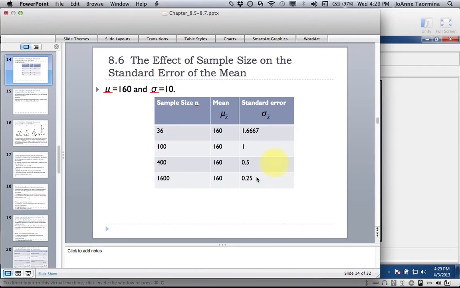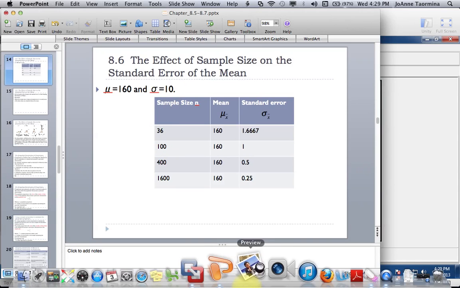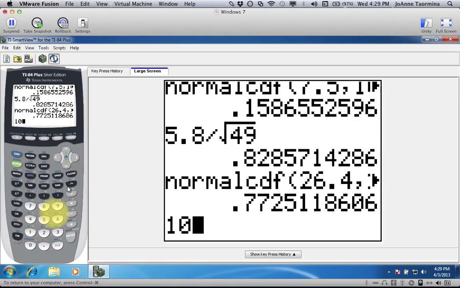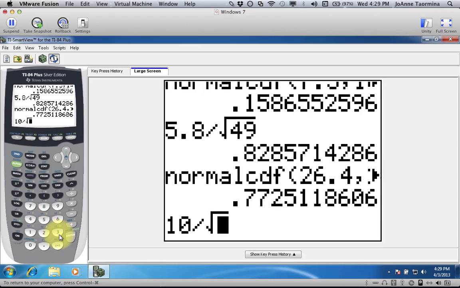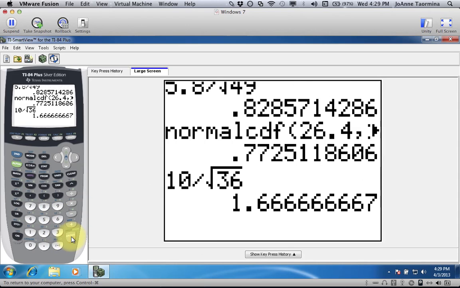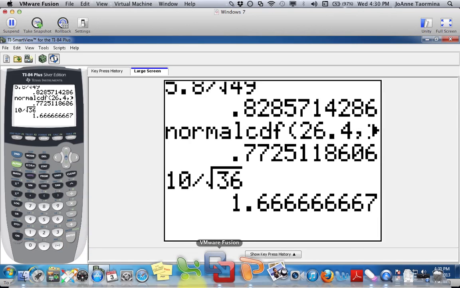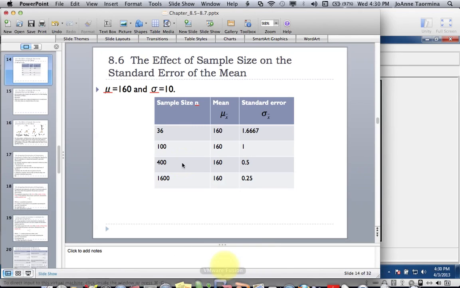So we get these numbers. If we take a look at the calculator, for the very first one, we take 10 divided by the square root of 36. That gives 1.666 repeating, which when rounded to 4 decimal places is 1.6667. So that's how we calculate the first one. The next one, we take sigma 10 divided by the square root of 100. That's so easy, we don't even need our calculator for it. 10 divided by the square root of 100 is 10 divided by 10, which is 1. So notice what happened. The sample size increased, the standard error decreased from 1.6667 to just 1.